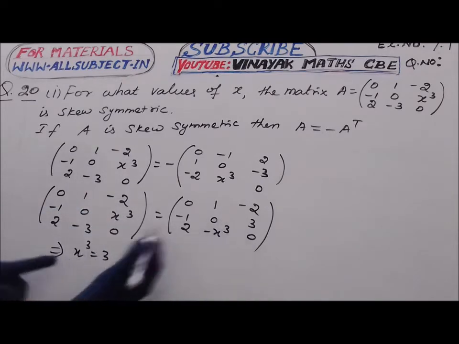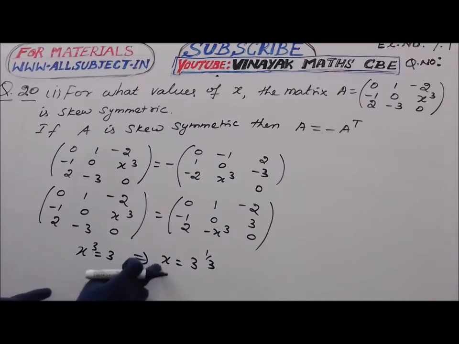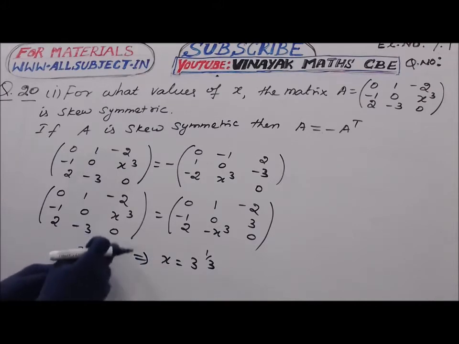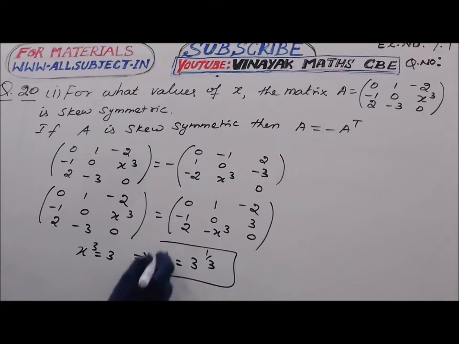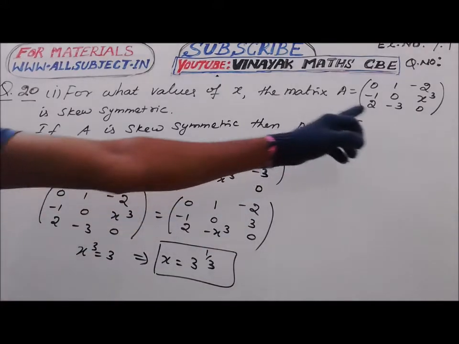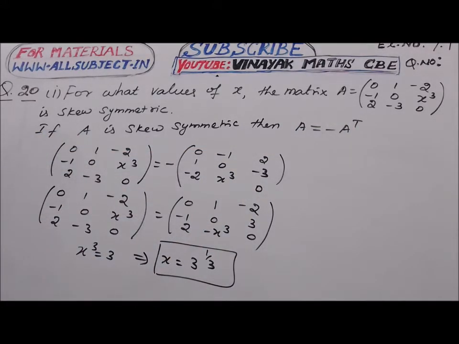Now x cube equals 3. Taking cube root on both sides, x cube to the power 1 by 3 equals 3 to the power 1 by 3. The cube and the power 1 by 3 cancel, which implies x is 3 to the power 1 by 3. So when x is equal to 3 to the power 1 by 3, the given matrix is a skew symmetric matrix.